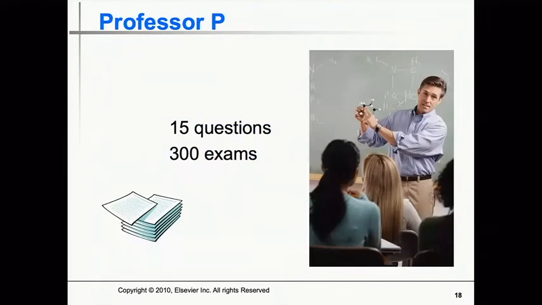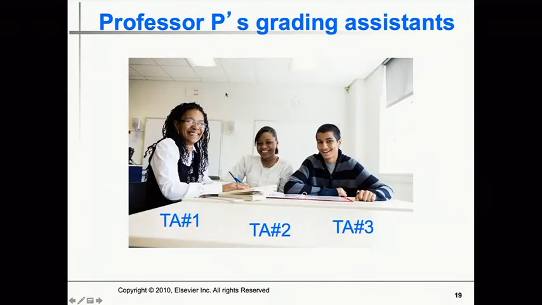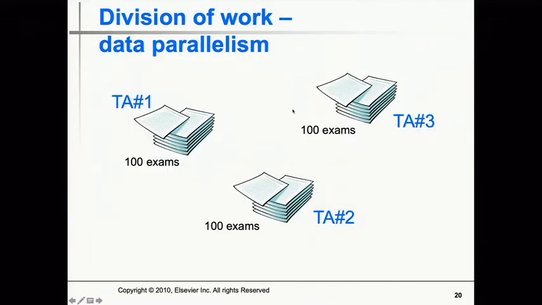This is a very dumbed down example of what parallel computing is. If I am Professor B, I have to grade 300 exams with 15 questions. I have three CPUs here, and you can divide up the work by giving each of them one third. This is called data parallelism. You break up your data and give equal amounts of data to each of them.